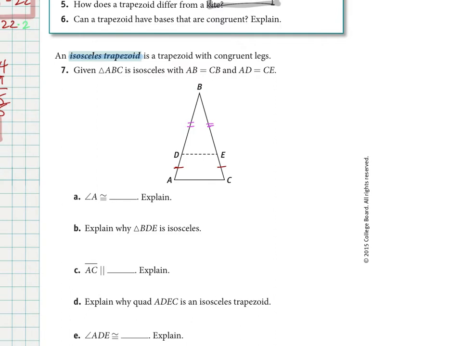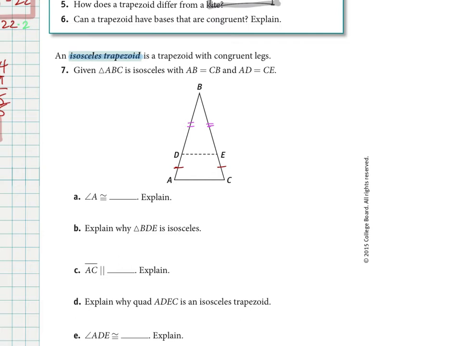And again, we know that these whole lengths are congruent to each other. It says AB is congruent to CB. So AB, this whole length, is congruent to CB. And we know that AD is congruent to CE. So we have all the necessary marked information.